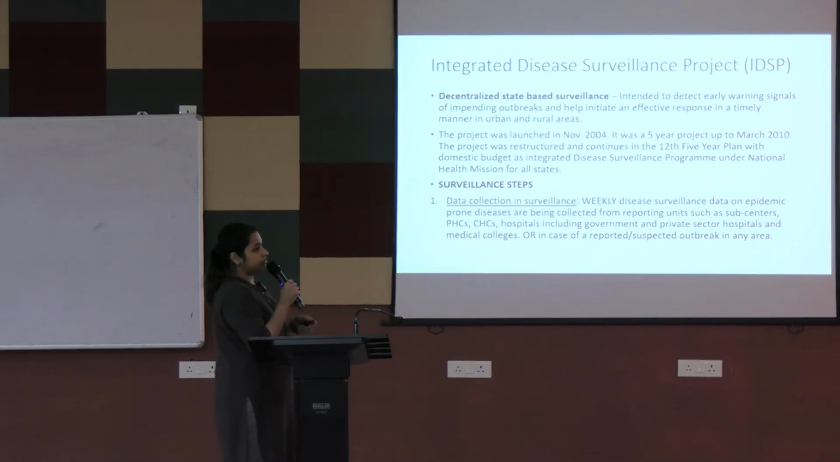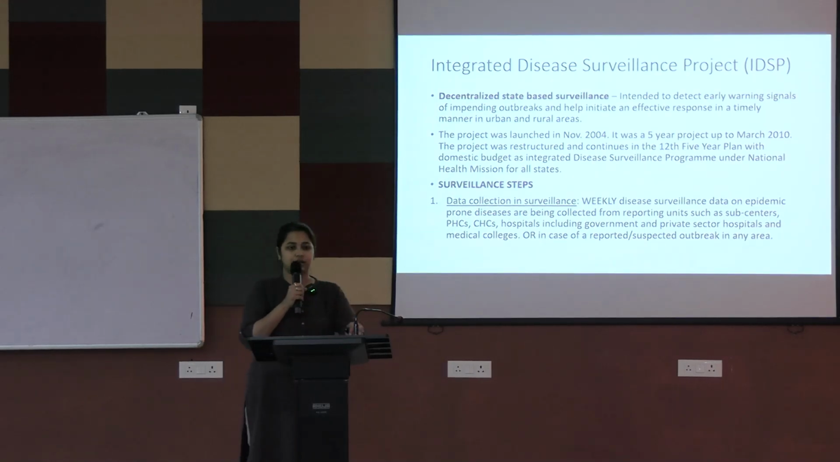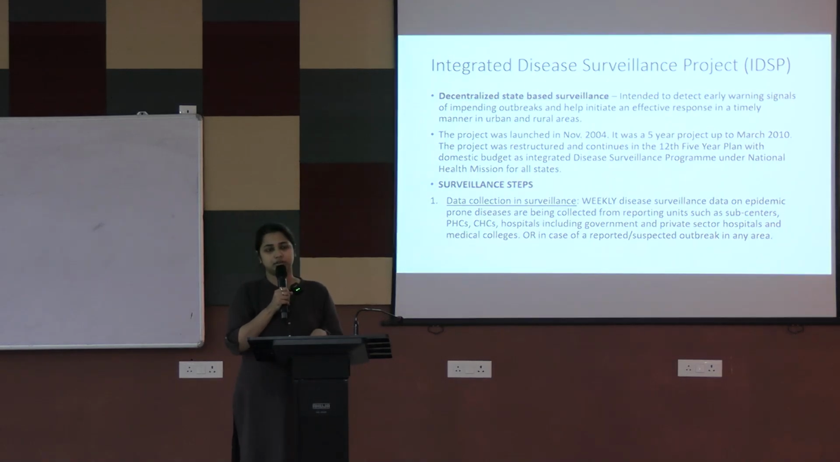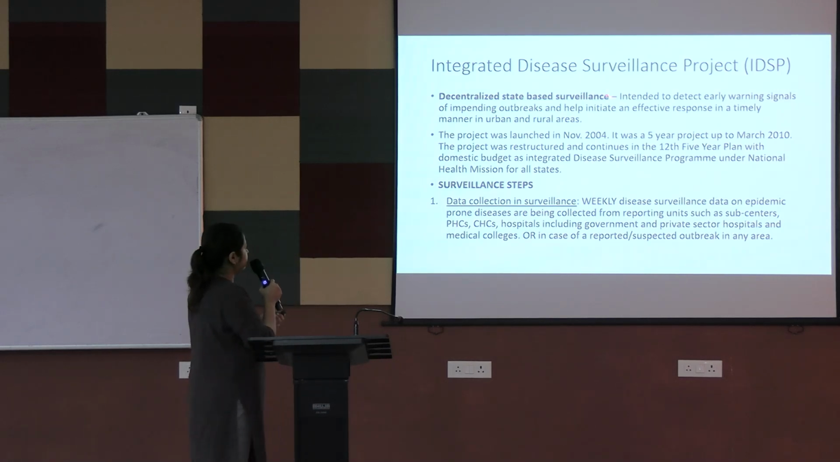So what is this? How is the surveillance done? It is a decentralized state-based surveillance. Means each state has its own mechanism of surveillance, but they have a uniform guideline on how to do the surveillance. Each state has their own appointed staff. These are decentralized, means all the reporting and all the actions are carried out at the state level. Okay, so it is a decentralized state-based surveillance.